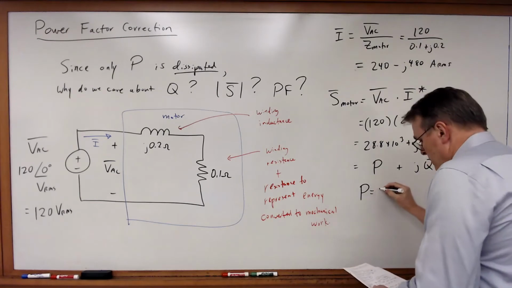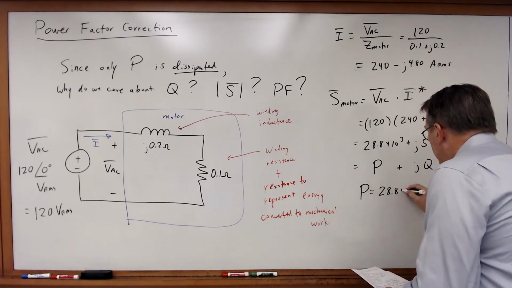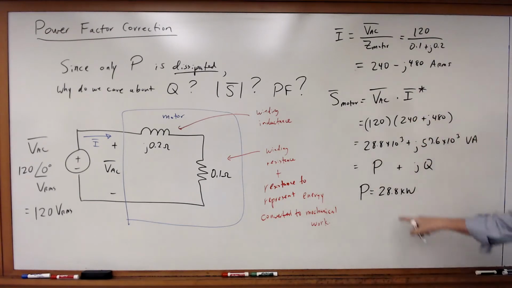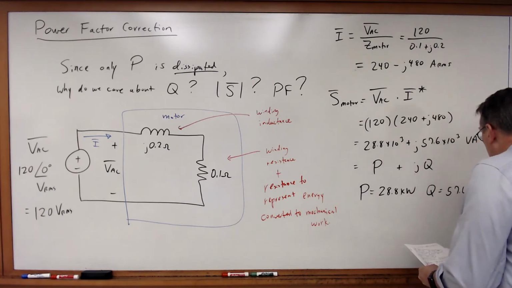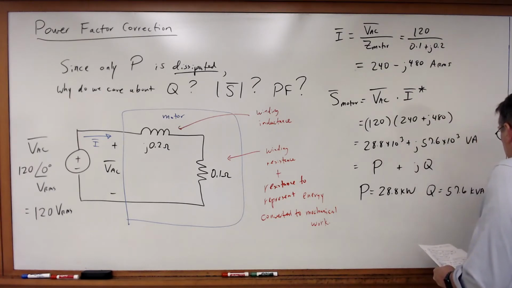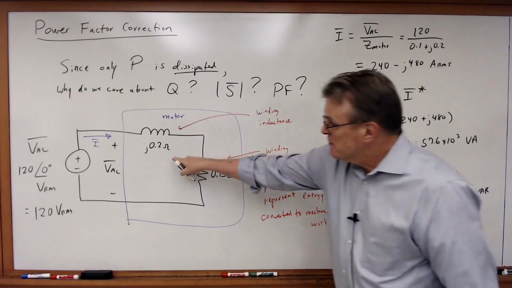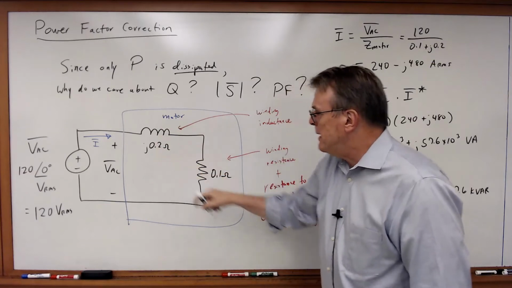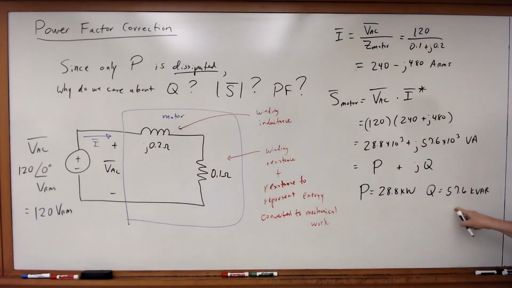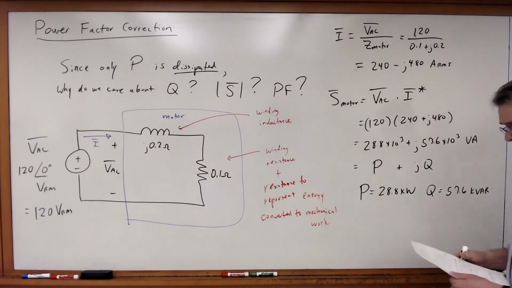So therefore, the motor has a power of 28.8 kilowatts. That's the power that's being dissipated by the motor. It has a reactive power of 57.6 kilovars due to the inductor. And notice I've got an inductor with a positive impedance and also positive vars, which is what I would expect.